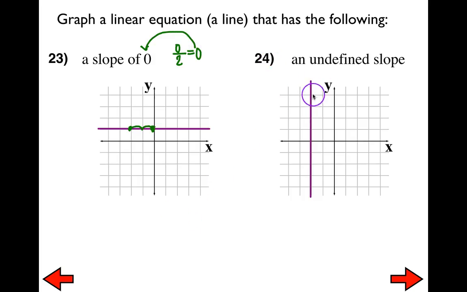But for number 24, again, if I pick 2 points, let's pick these two. What's my vertical change? My vertical change is 1, and my horizontal change is 0. We can't divide by 0, so this will confirm that it's undefined.